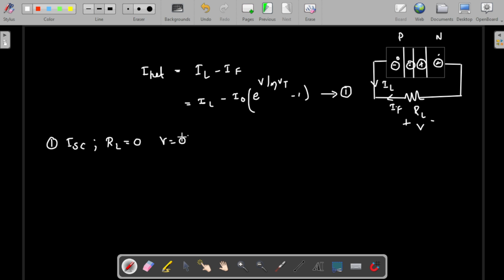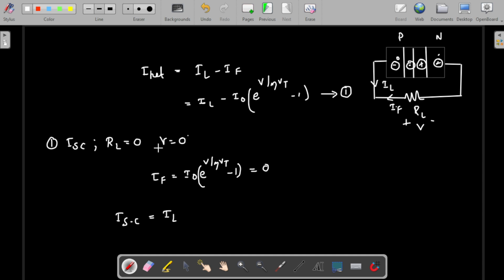So if V is equal to 0, then we can relate in that equation that the short circuit current IF, which is I naught e power V by eta Vt minus 1, will also be equal to 0, because this is the diode current equation flowing across this R. Once we take this condition, that will also be equal to 0. So the short circuit current ISC will be directly equal to IL. Okay, so this is one observation that we are taking into picture.